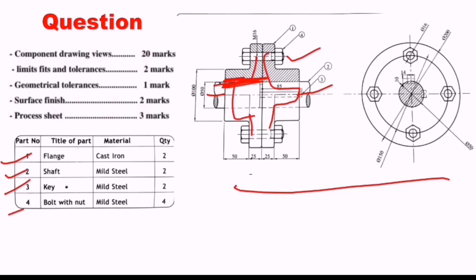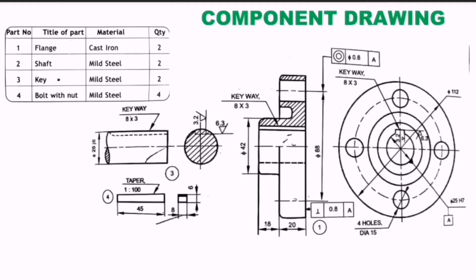The question is asking to draw the component drawing views, limits, fits and tolerances, geometrical tolerances, surface finish, process sheet. These all are very important to get full marks. Drawing the component drawings means individual drawings of individual parts. Next go for fits and tolerances, surface finish, process sheet. Let's move on to the answer.